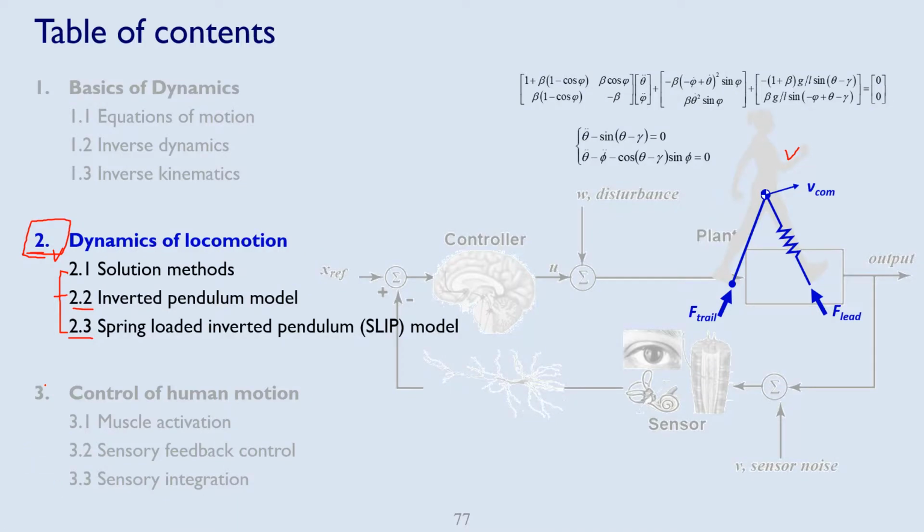So for our next chapter, chapter 3, I'm going to briefly introduce what really applies, what kind of controls are involved in human motion, mostly about muscle activation and sensory feedback.